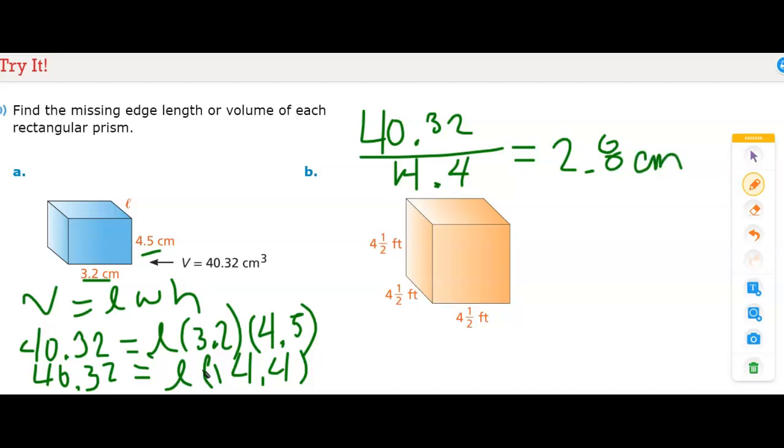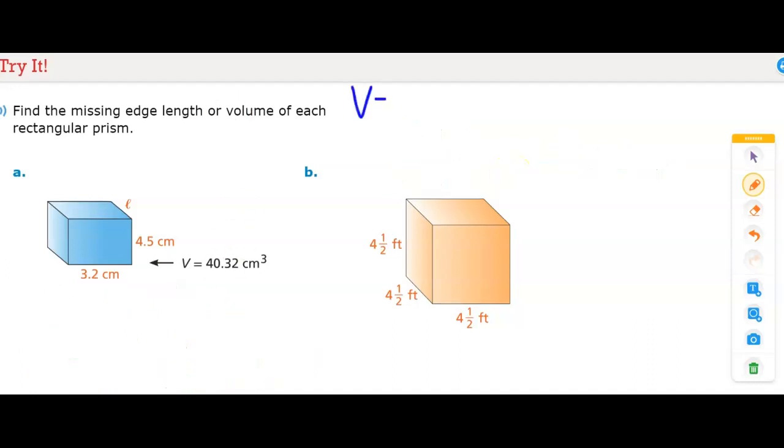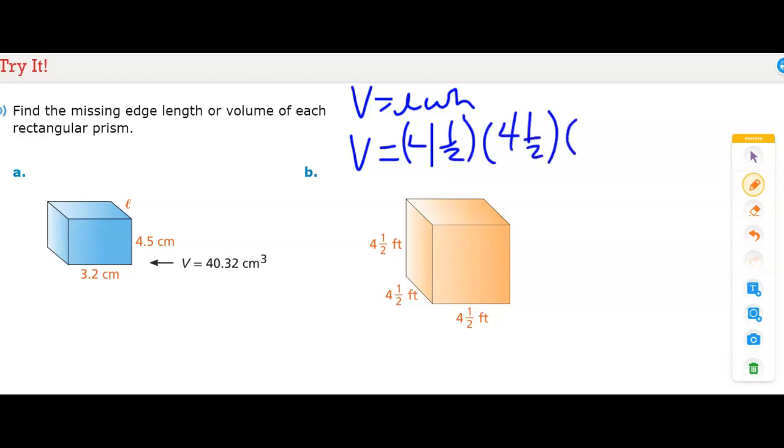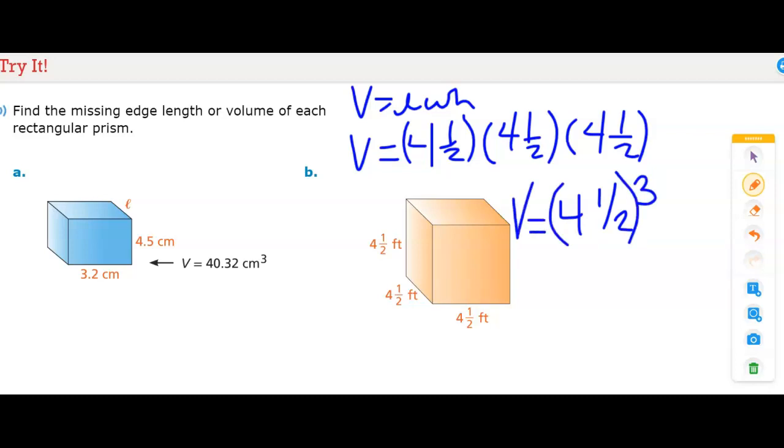Okay? Alright, now let's solve B. We have, again, volume is equal to length times width times height. And this is a cube, so we do have all the same measurements here. So 4 and a half times 4 and a half times 4 and a half. In this instance, because it is a cube, we could just do 4 and a half cubed, put parentheses around it. We could also do that. That means the same thing as 4 and a half times 4 and a half times 4 and a half.